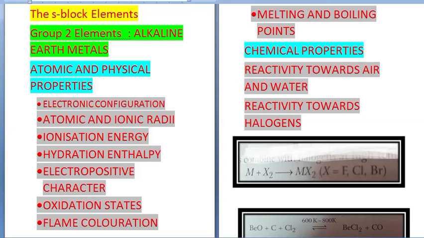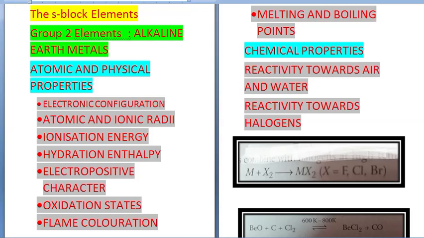Melting and boiling points. Alkaline earth metals have higher melting and boiling points than corresponding alkali metals due to their small size and more closely packed crystal lattice. But this change is not regular on going down the group. So these were the physical properties.